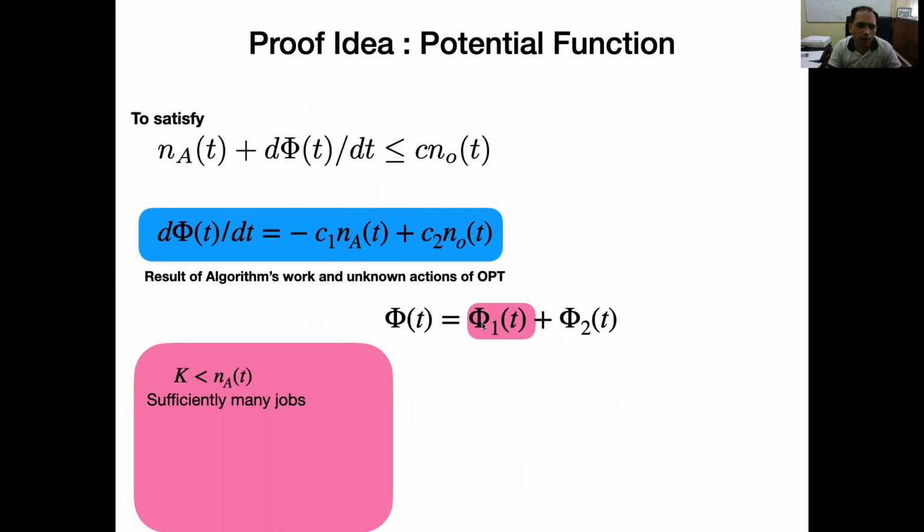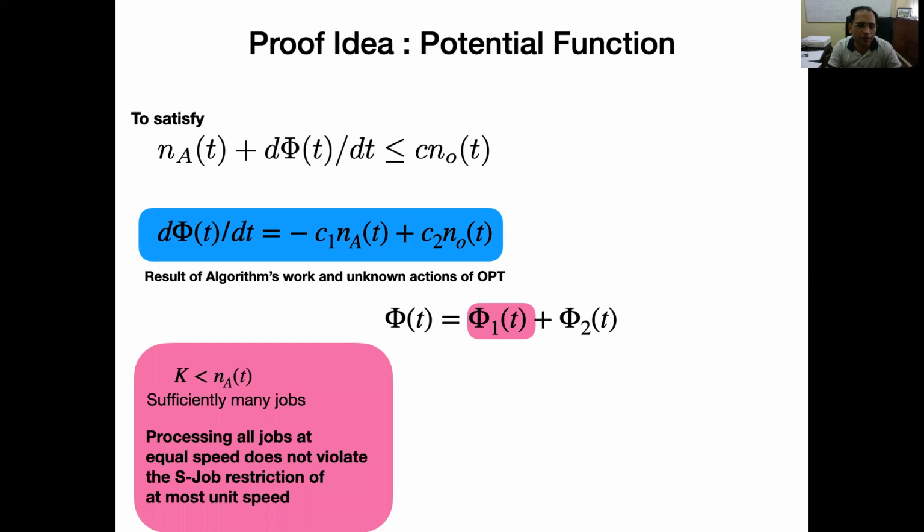is going to consist of two parts. One will be phi1 of t, which will take care of the case when the number of jobs in the system is larger than the number of servers. That is, there are sufficiently many jobs. And this is useful to control the following case, where if the number of jobs in the system is larger than k, and if you process all jobs at the same speed, all jobs are going to get a speed which is less than 1.